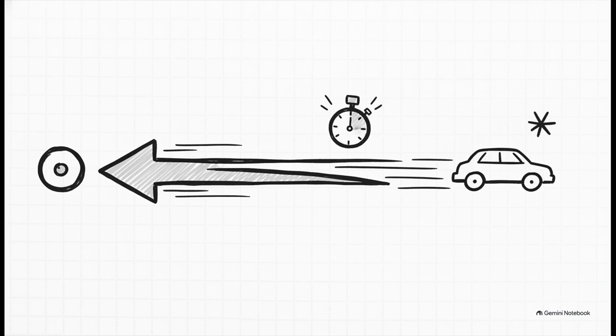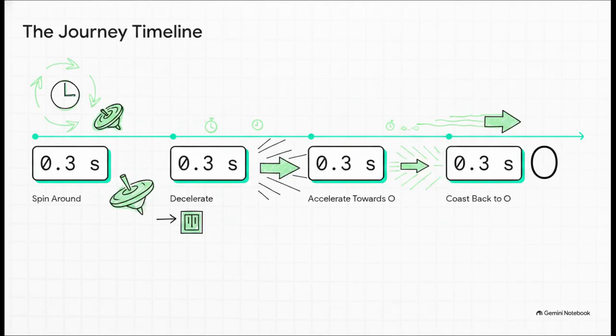Okay, so we've finally come to a complete standstill. Now we have to accelerate back towards point O at that exact same rate of 0.7 meters per second squared. By the time we get our speed back up to 1.0 meters per second, guess what? Another 0.3 seconds has passed. At this point, we can just coast the rest of the way back to O. So let's tally all of this up on our timeline, because it's quite the sequence. It took us 0.3 seconds to spin around, another 0.3 seconds to hit the brakes and decelerate, 0.3 seconds to accelerate back towards our origin, and finally 0.3 seconds to coast back to O.